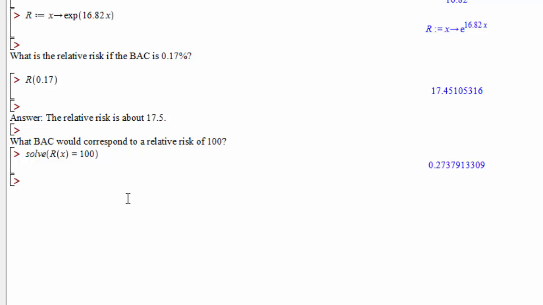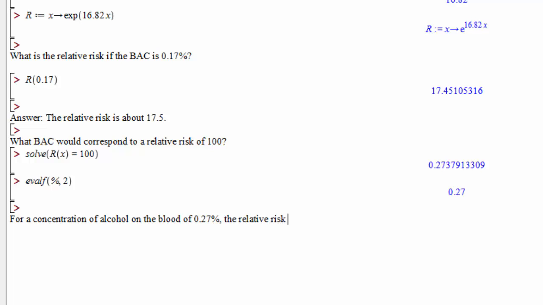Now let's round that off a tad. Maybe we'll round it to 2 because we only had 4 digits in our k, so that's already been rounded. So we can't guarantee that our answer is accurate to 4 decimal places, so let's use 2. And we see that for a blood alcohol concentration of 0.27%, the relative risk of an accident is 100. So those are 2 of the sort of problems that are modeled using exponential functions and a few ways of working with exponential functions using Maple 17.